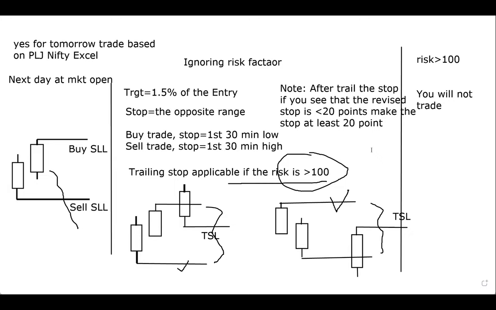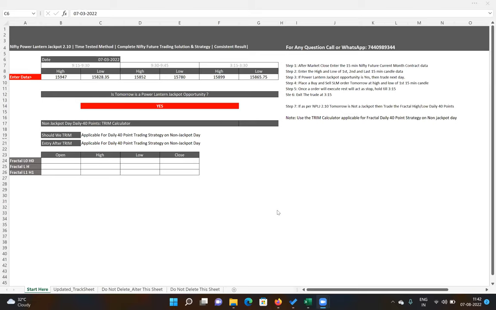That's the idea. So let me recap everything. You have two choices. So let me discuss from the beginning. Now you have an Excel. I got a few questions, I will answer that. This Excel you will use to find whether tomorrow you should trade or not. You will take a 15-minute chart of Nifty future, and then you will enter today's date and today's first candle, second candle, and last candle high and low. After entering the data, if you see a yes, then you understand that tomorrow you have a trade.